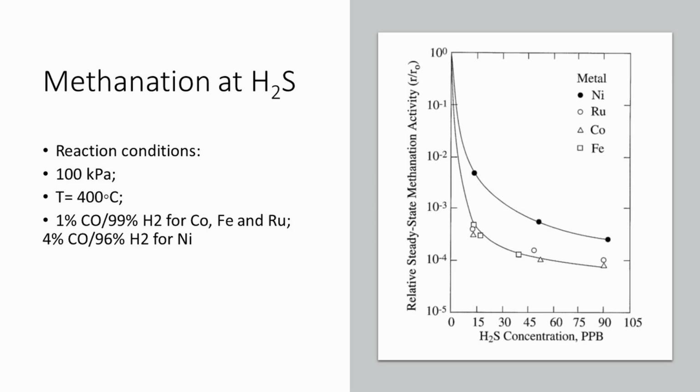This data indicates that the selected metals all suffer 3-4 orders of magnitude loss in activity at 15 to 100 ppb of H2S. The sulfur tolerance of these metals is extremely low. Moreover, the sharp drop in activity with increasing H2S concentration suggests highly selective poisoning.